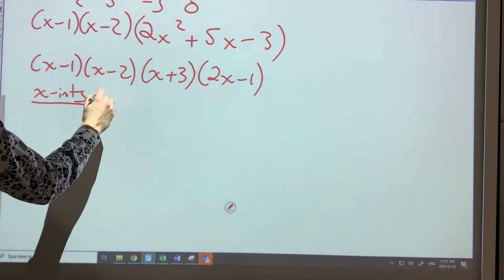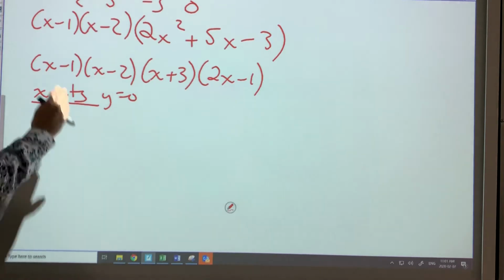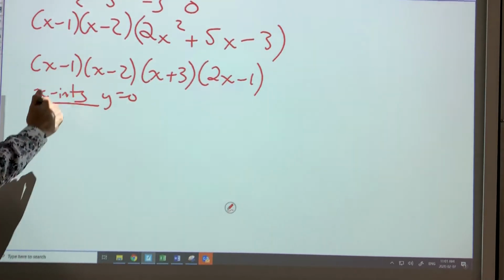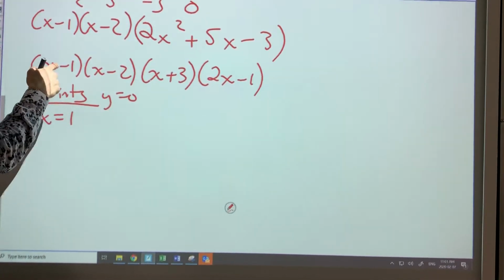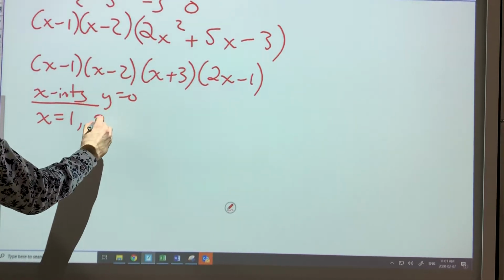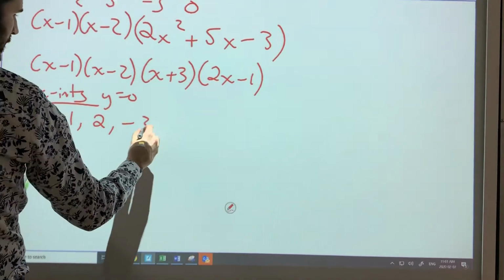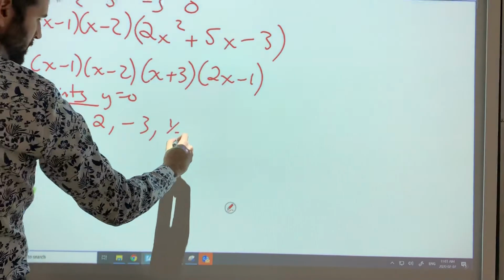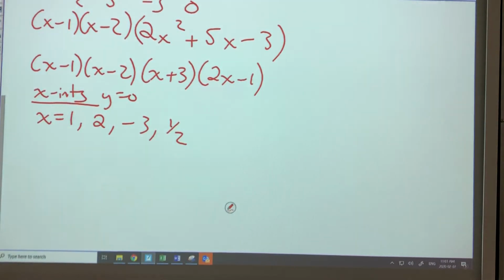So x-intercepts, y equals 0. Basically, you're just going to grab each bracket and set it equal to 0. So you'll get x equals 1 from that one, x equals 2 from that one. From this one, you'll get negative 3. From this one, you'll get positive 1/2. So you've got 4 x-intercepts.